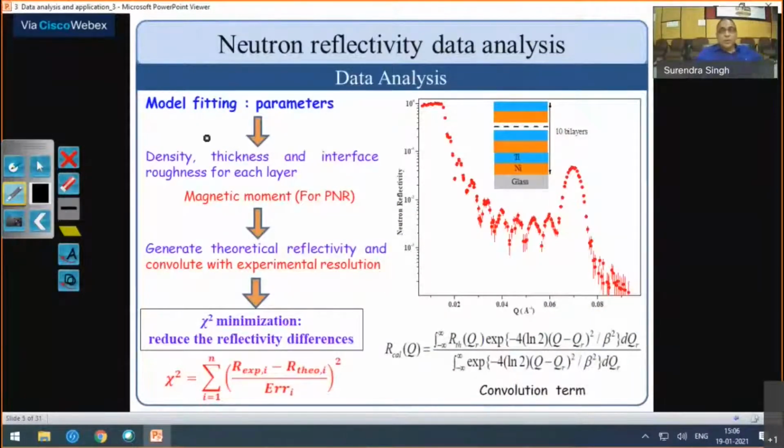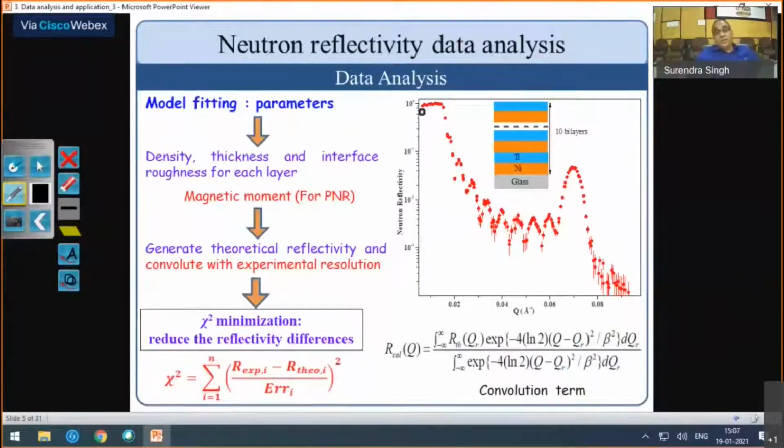So what are those parameters? Density of each layer, thickness of each layer, and interface roughness of each layer. These are the three parameters which we can get from unpolarized reflectivity as well as X-ray reflectivity. And if you have a magnetic sample and you have polarized reflectivity data, then you have an additional parameter, which is called magnetic. So for each layer you make this information available in an input file. Then we generate a theoretical reflectivity pattern from these input files.